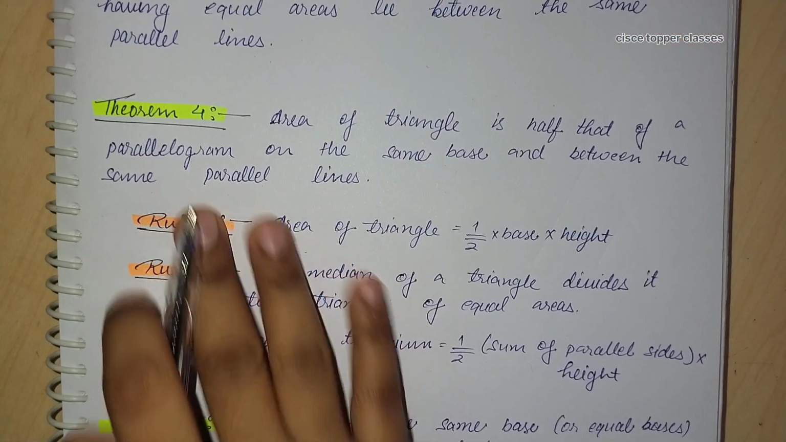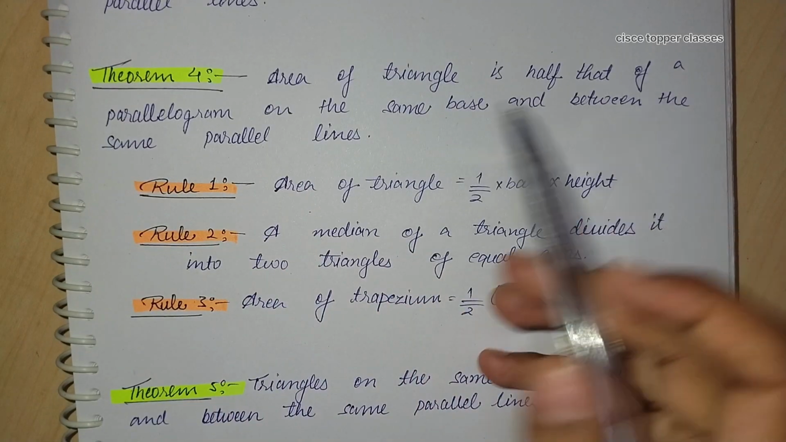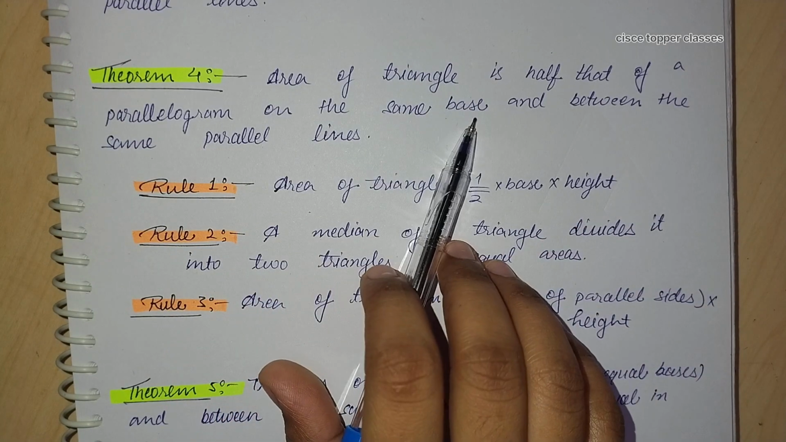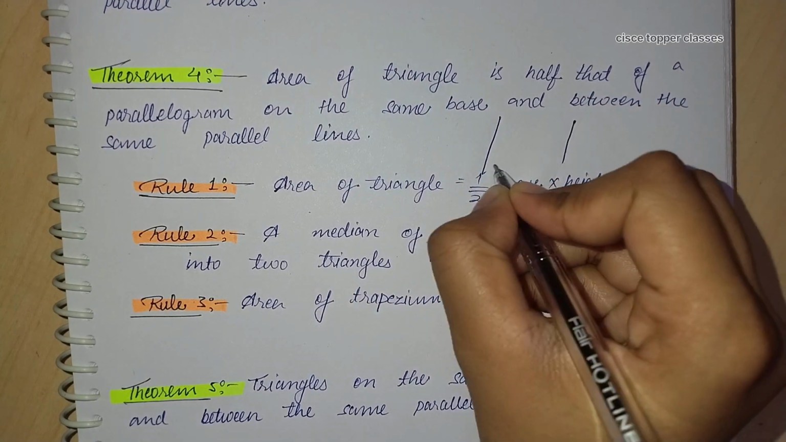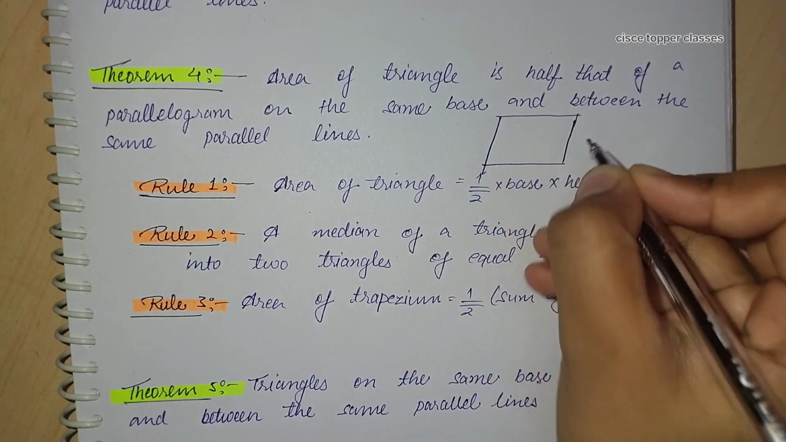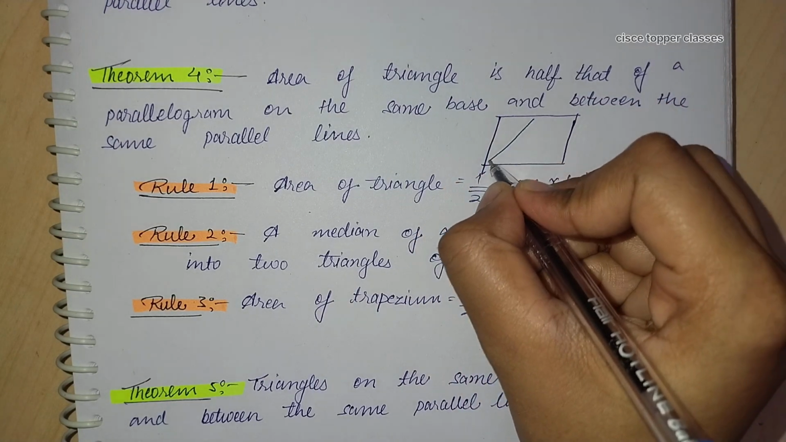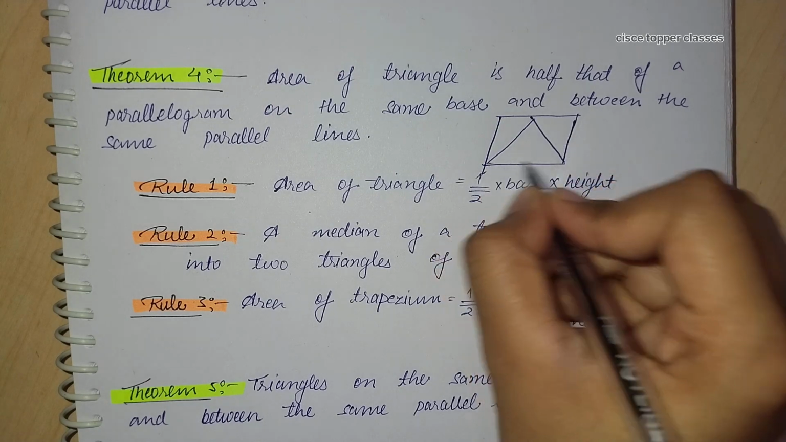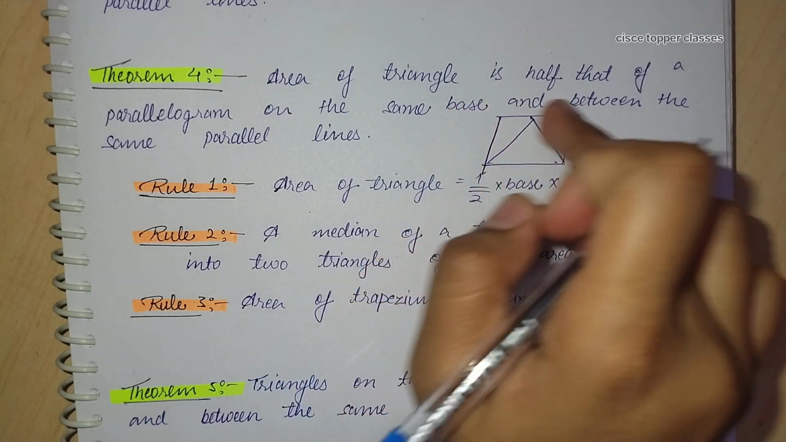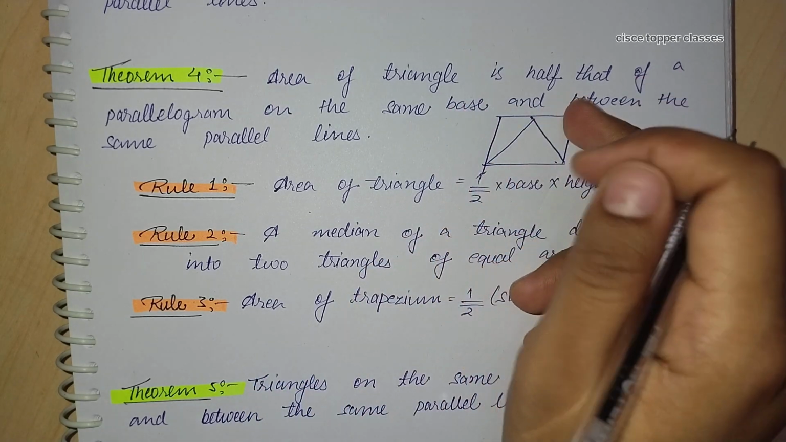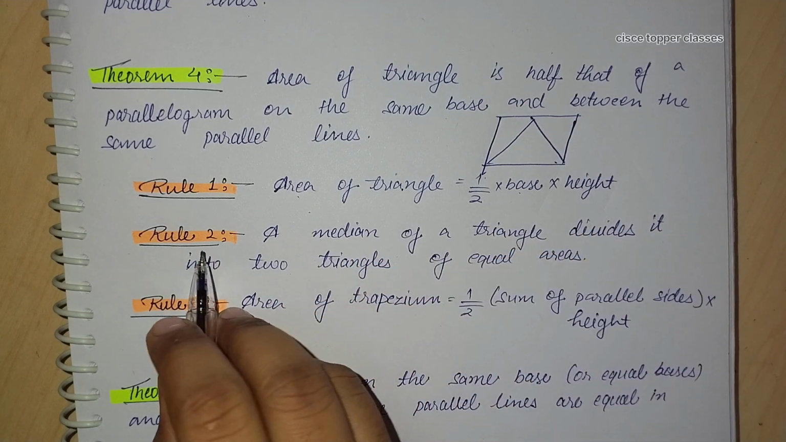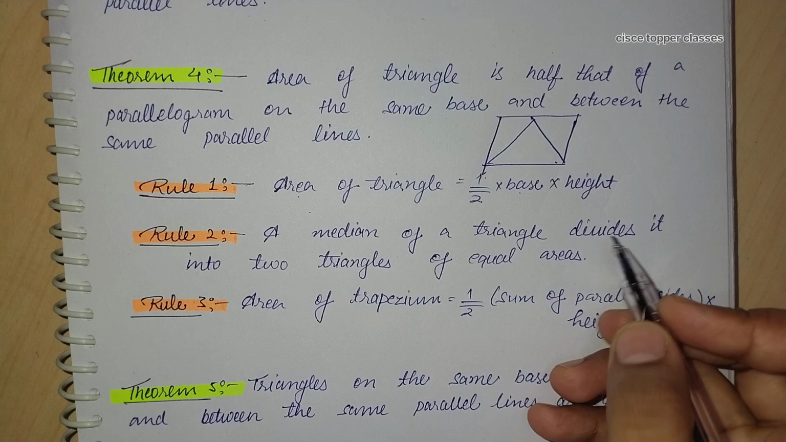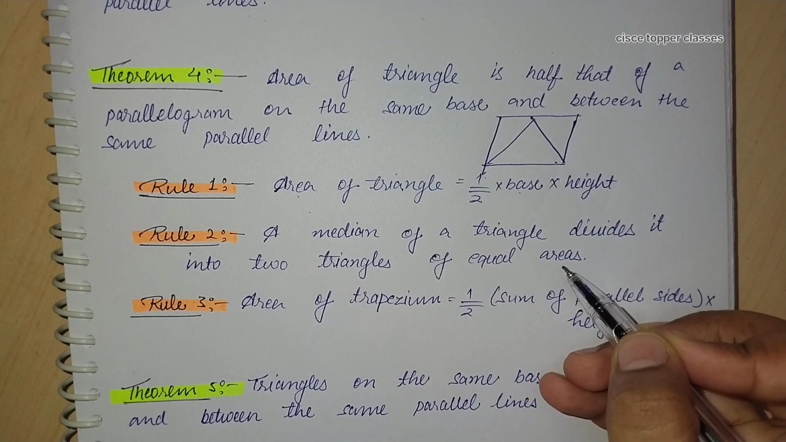Now we have theorem 4 here. Area of a triangle is half that of a parallelogram on the same base and between the same parallel lines. Let's say this is the parallelogram and the triangle is like this, on the same base of the parallelogram and between the same parallel lines. So we have area of triangle as 1 by 2 base into height. Again, rule 2: a median of a triangle divides it into two triangles of equal area.